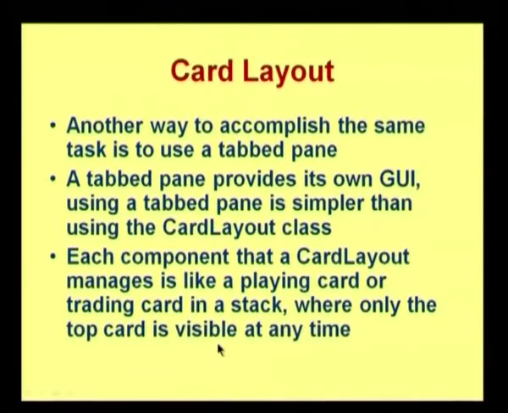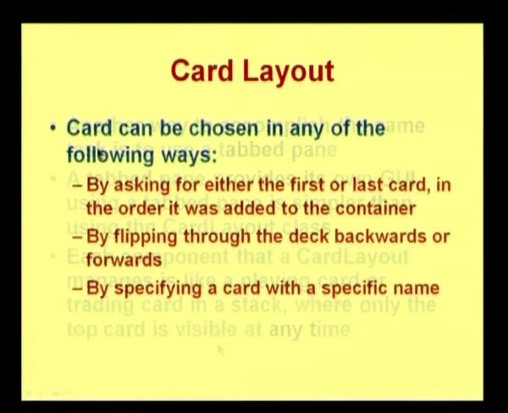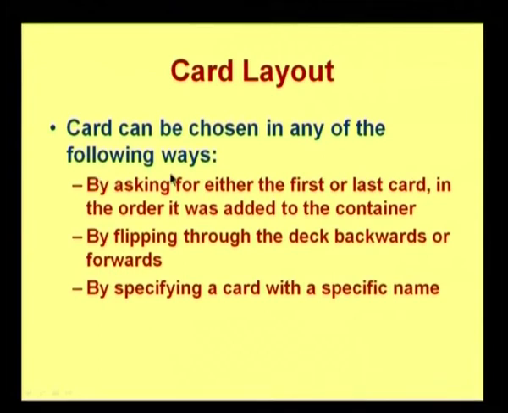Each component that a card layout manages is like a playing card or a trading card in a stack, where only one top card is visible at any point of time. We have already seen that. A card can be chosen in any of the following ways. One is by asking for either the first or last card in the order in which it was added to the container. I can choose the card to display by saying the first card or the last card, based on how it has been added. So it is like a stack.